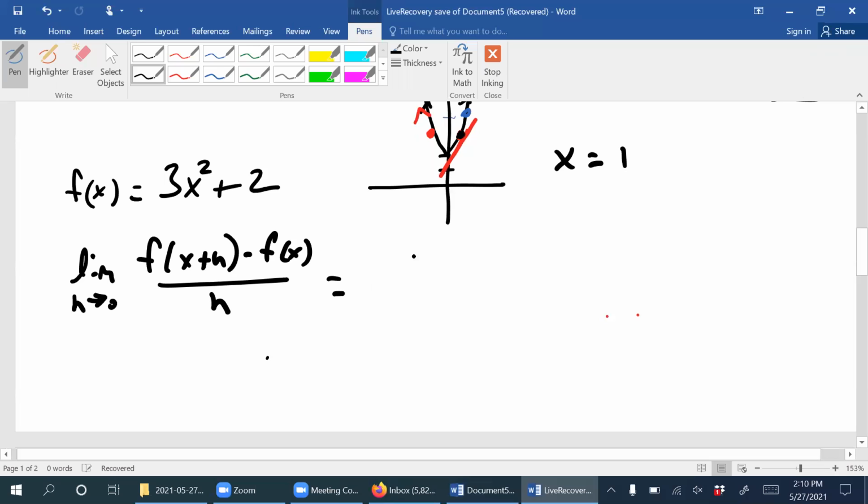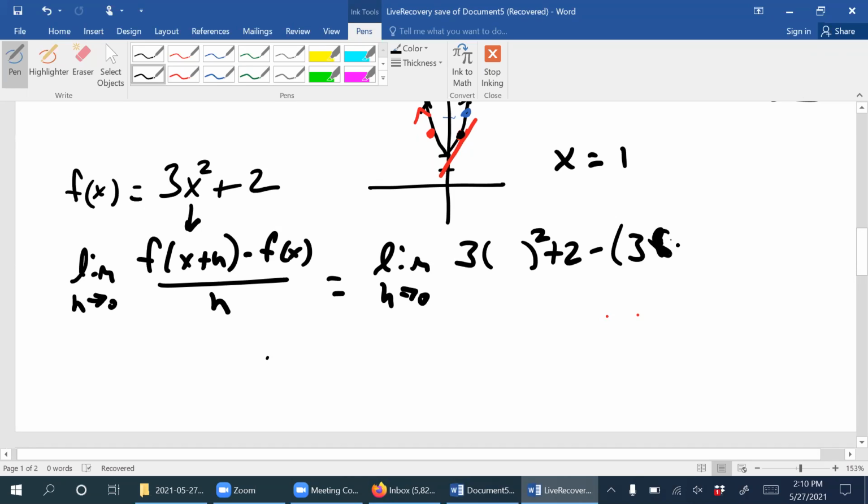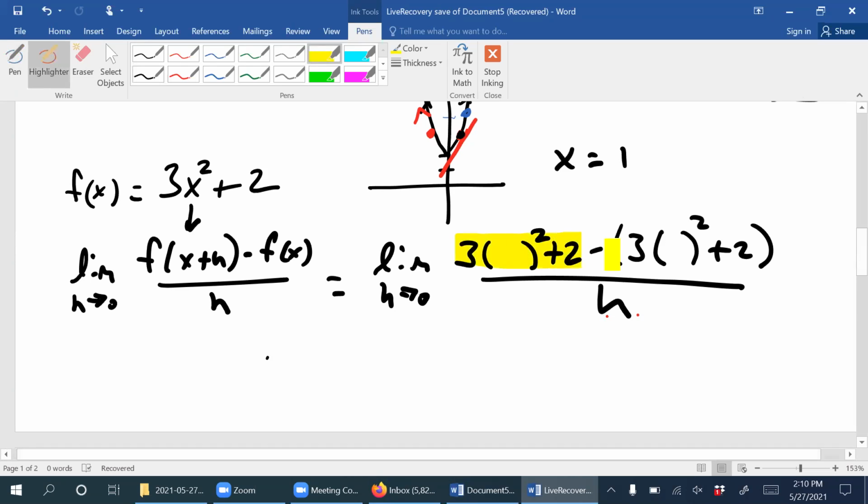So let's go ahead and say the limit as h gets closer to 0. And then we're just going to copy this function f twice: 3x squared plus 2 minus 3x squared plus 2. And this, I'm going to leave blank, sorry. Oh darn it, I wasn't going to write x, I was going to leave it blank. Squared plus 2 all over h. Please, everyone, make note that these are exactly the same equation. Why? Because they're both f.